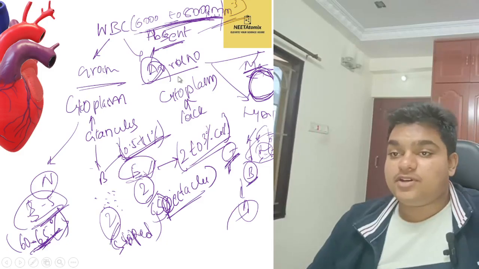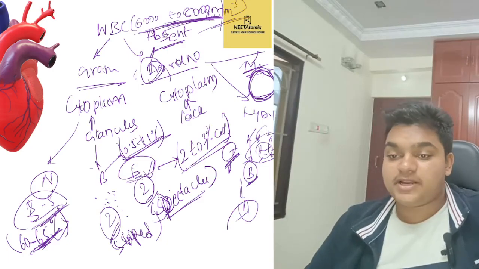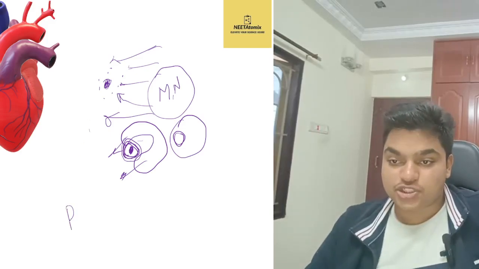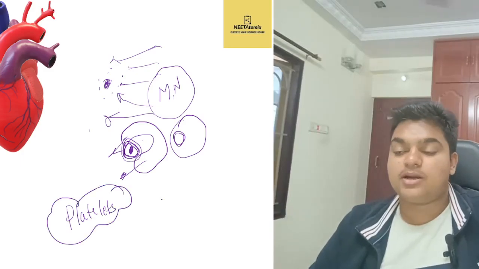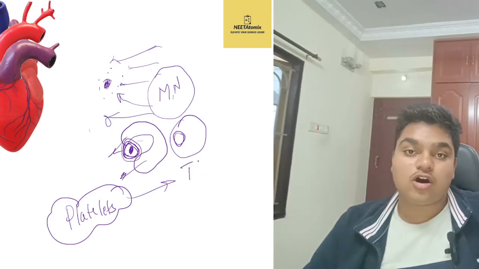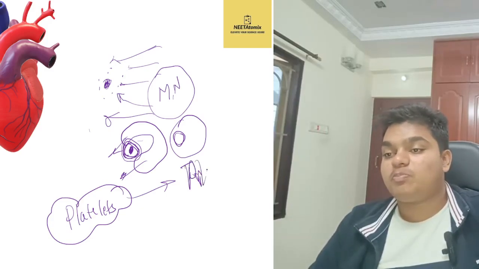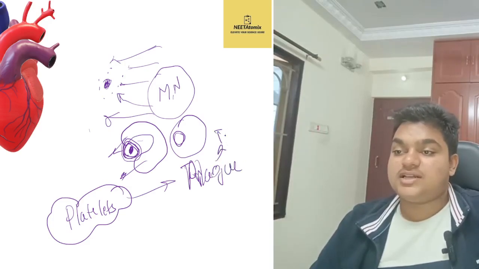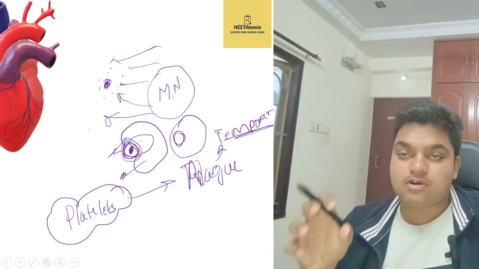So we have completed WBC classification and RBCs. Now, what do these platelets do in the body? Platelets help in blood coagulation. How do platelets help in blood coagulation? We have a step called temporary platelet plug formation in blood coagulation. This platelet plug which is formed is temporary.